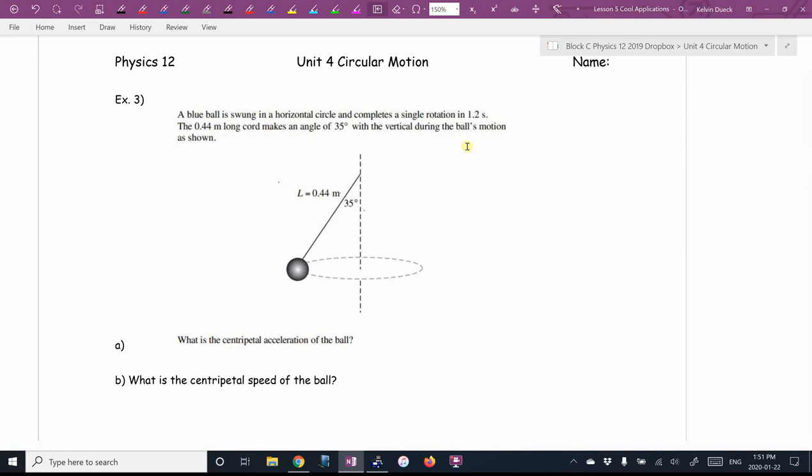Yeah, wants me to find AC, which means I'm not going to worry about a free body diagram or anything. I'm going to go straight to, well, AC equals, it's either going to be V squared over R or 4 pi squared R over T squared. Which one? And how do I know?